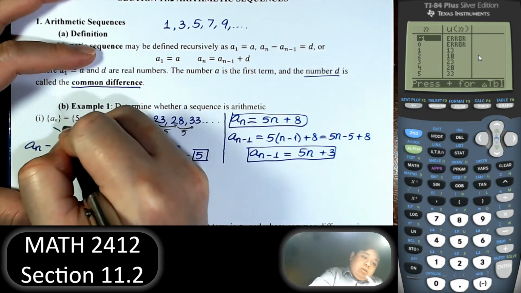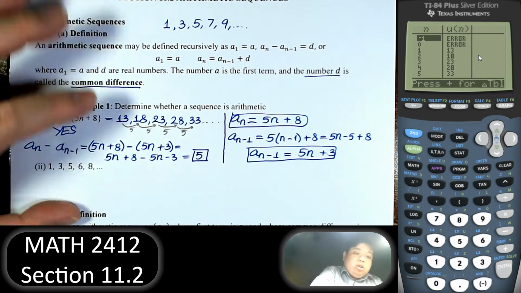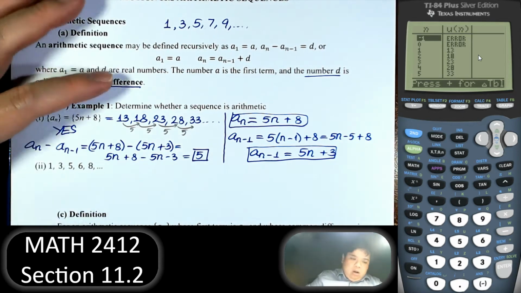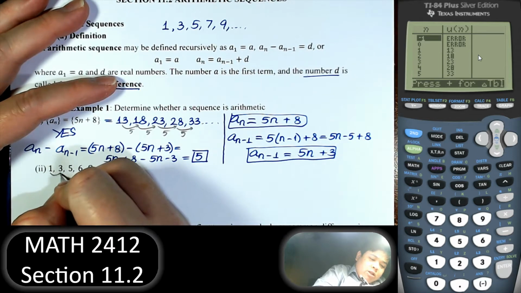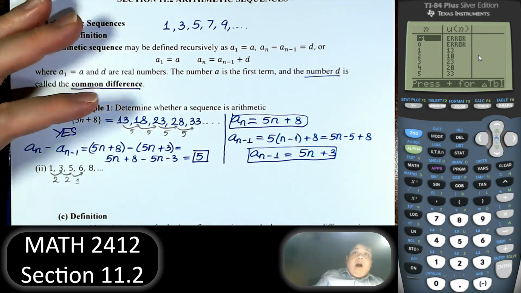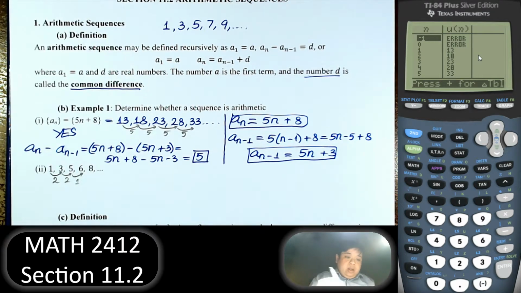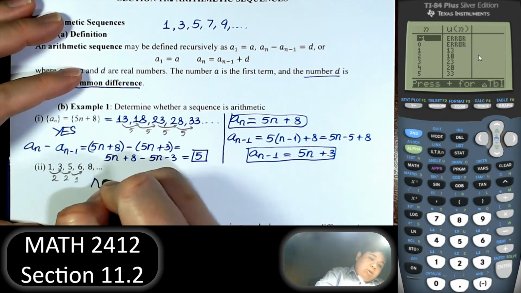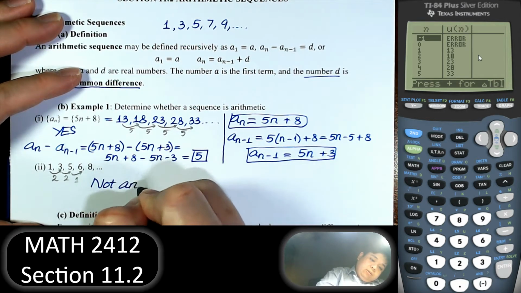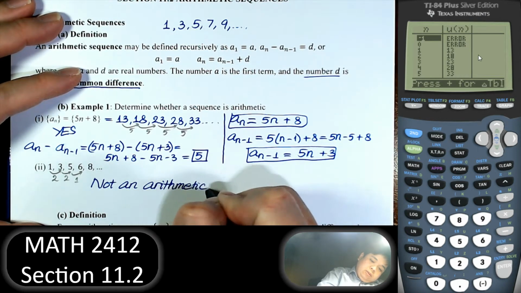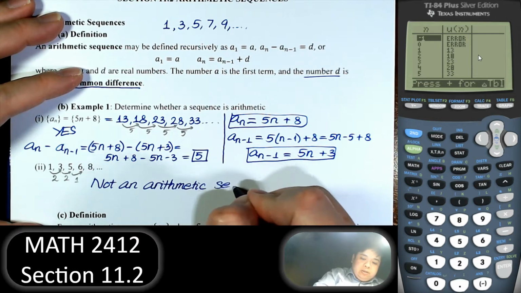So the first one, we can say yes, it is an arithmetic sequence because there's a constant difference between consecutive terms. For the next one, to go from this to the next, plus 2 here, 2 here, and then 1. Because there is no common difference between the terms, this one increased just by 1. So this is not an arithmetic sequence.